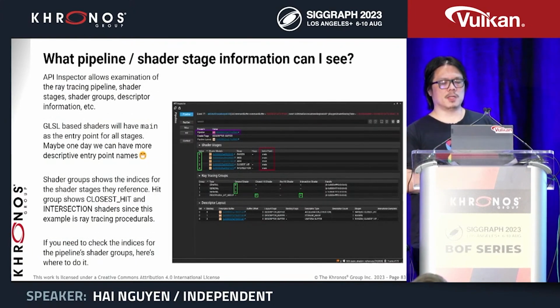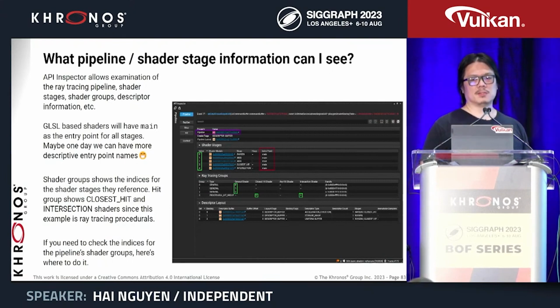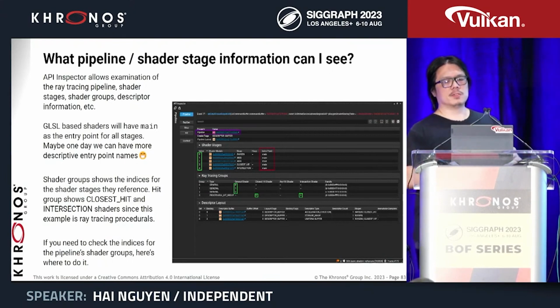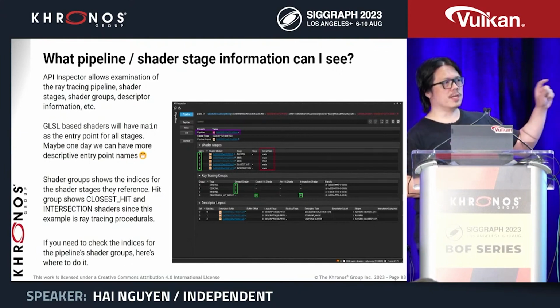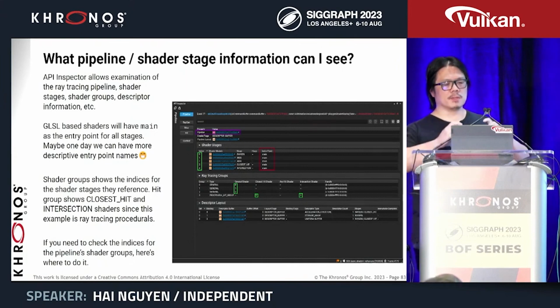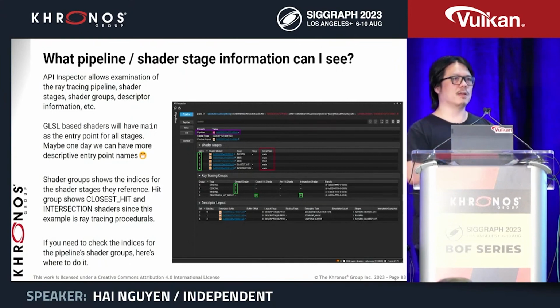So moving into the API inspector, and this is where the good stuff is. Here we can see the pipelines, the SBTs, the descriptors for the resources, and this pipeline that we're looking at is a GLSL based pipeline, so all the entry points are main. But what's nice here is that you can see what ray tracing groups are referencing which shaders. So if you need to figure out whether your pipeline was misconfigured or not, this is a great place to see it. It's a little bit easier than looking through the code. I've actually gotten a few things wrong before, and Insight definitely helped me find it.